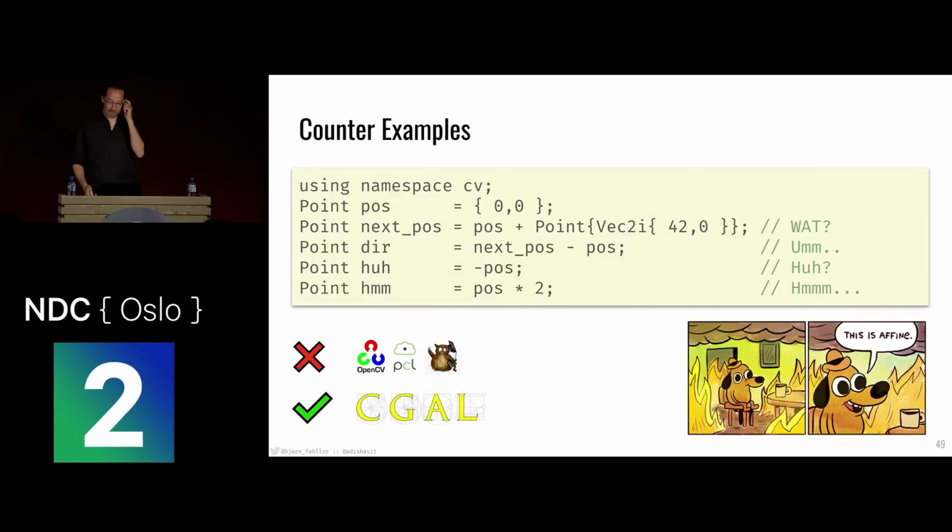Now, I want to give some counterexamples. I'm going to pick on OpenCV because it's a library that I work on and with for many, many years. And it's got this class type called point, position, and it's initialized to the owl. Does anyone here not see the owl? Can you all see the owl? Yes? Okay, good. So it's initialized.